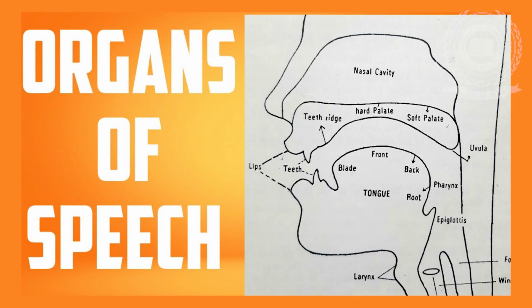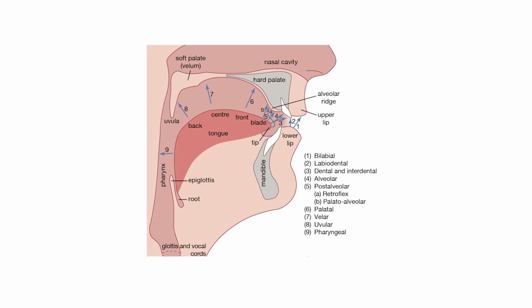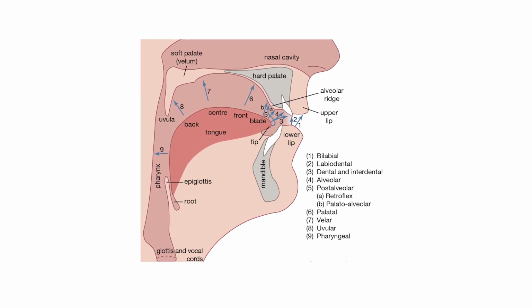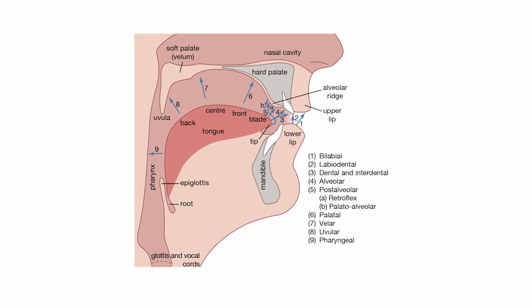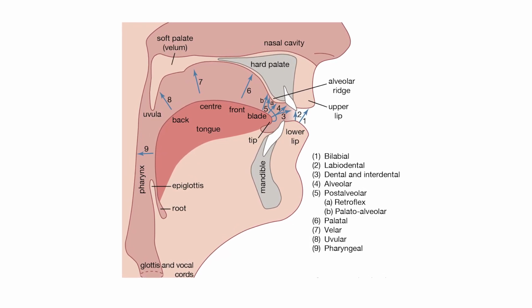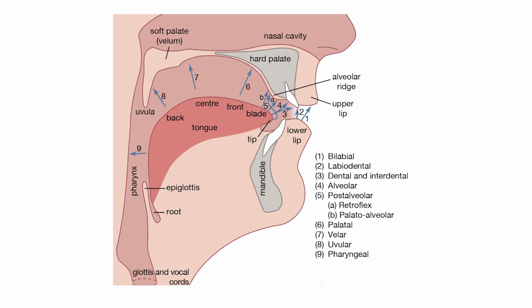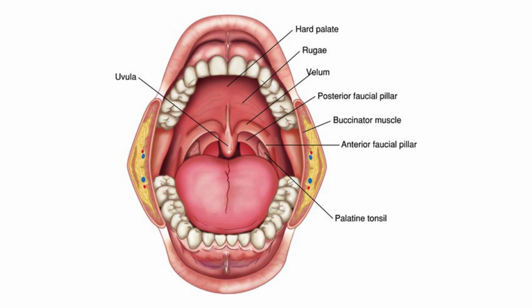Look at these diagrams of organs of speech and find out the organs of speech. Speech organs or articulators produce the sounds of language. Organs used for speech include the lips, teeth, alveolar ridge, hard palate, soft palate or velum, uvula, glottis, and the various parts of the tongue. These parts of the human speech organs form different shapes and movements in order to make different sounds.